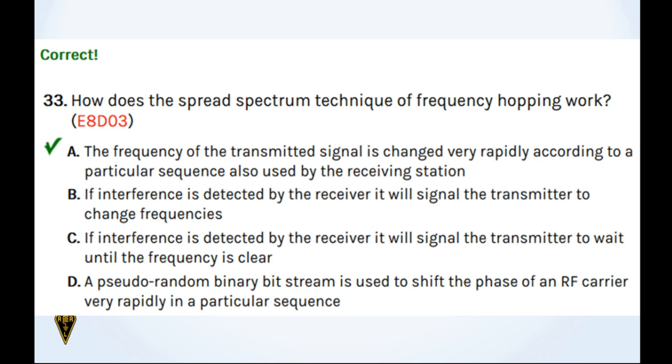And how does the spread spectrum technique of frequency hopping work? Anybody know who invented this? The Austrian actress Hedy Lamarr. Frequency hopping, the frequency of the transmitted signal is changed very rapidly according to a particular sequence also used by the receiving station. She has a patent. 33A.